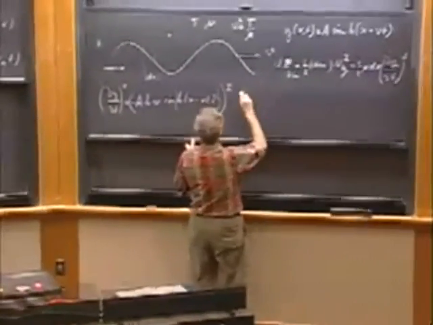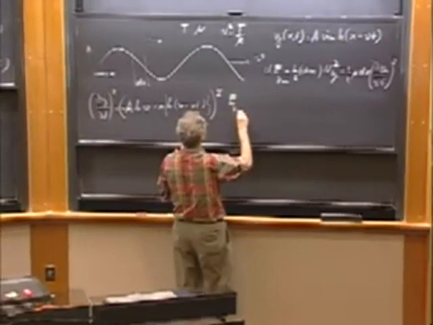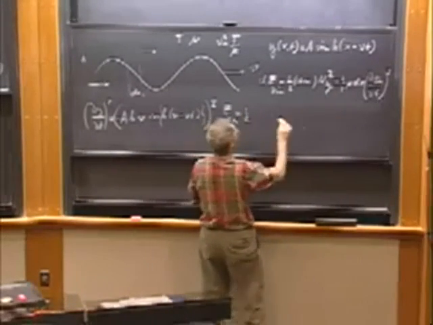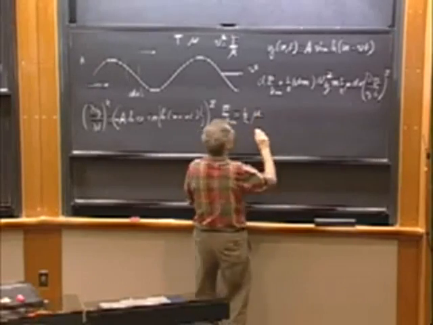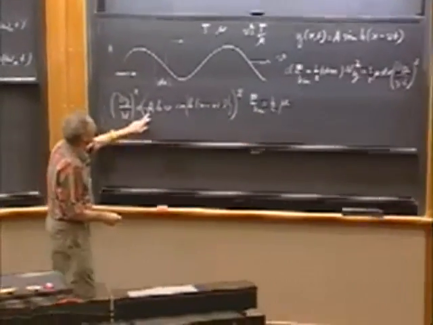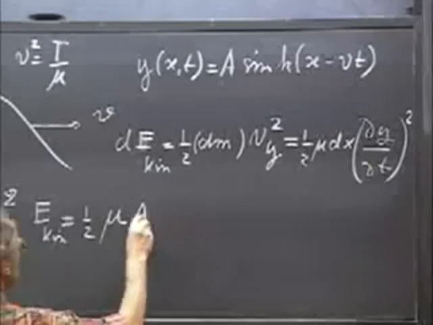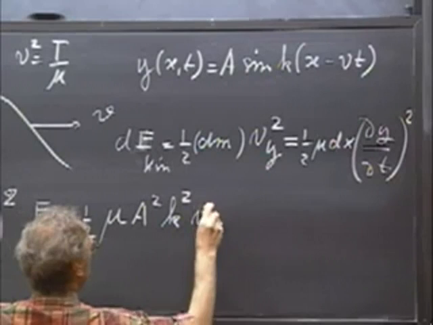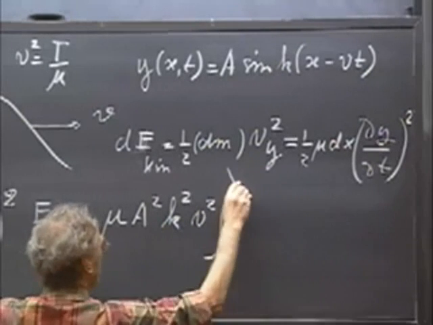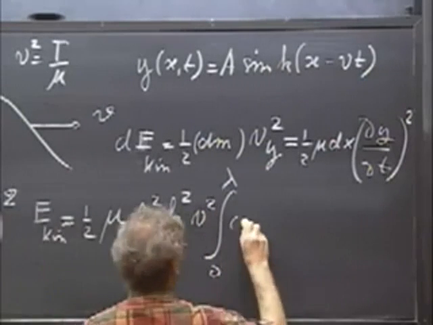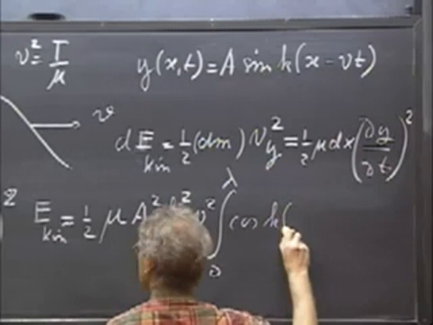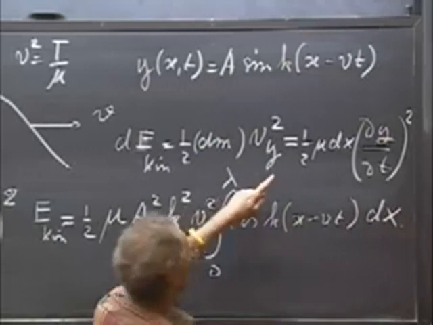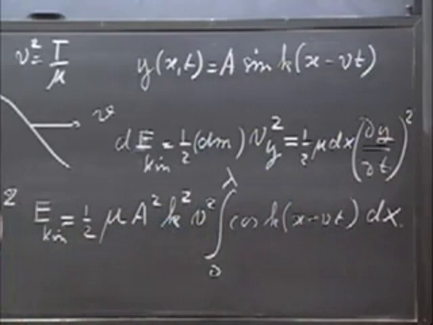I'm going to write down here now E kinetic. Now follow me closely. I have a half. I have a mu. And then I get the dy dt squared, so I get an A squared. I get a K squared. I get a V squared. And then I get the integral from 0 to lambda of this function, cosine K x minus Vt. And then I have my dx, which is this dx. That's what the integral is in the direction of x, yeah?